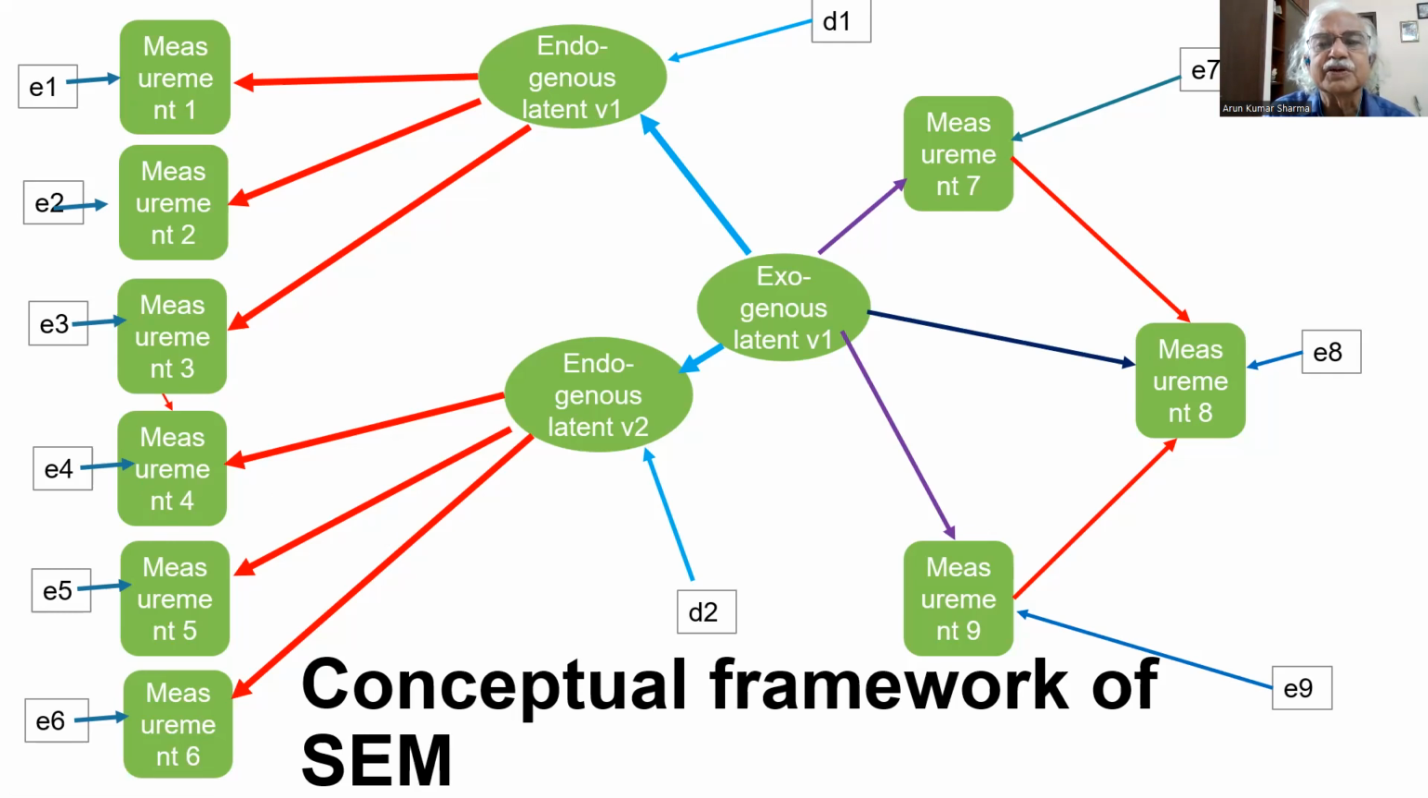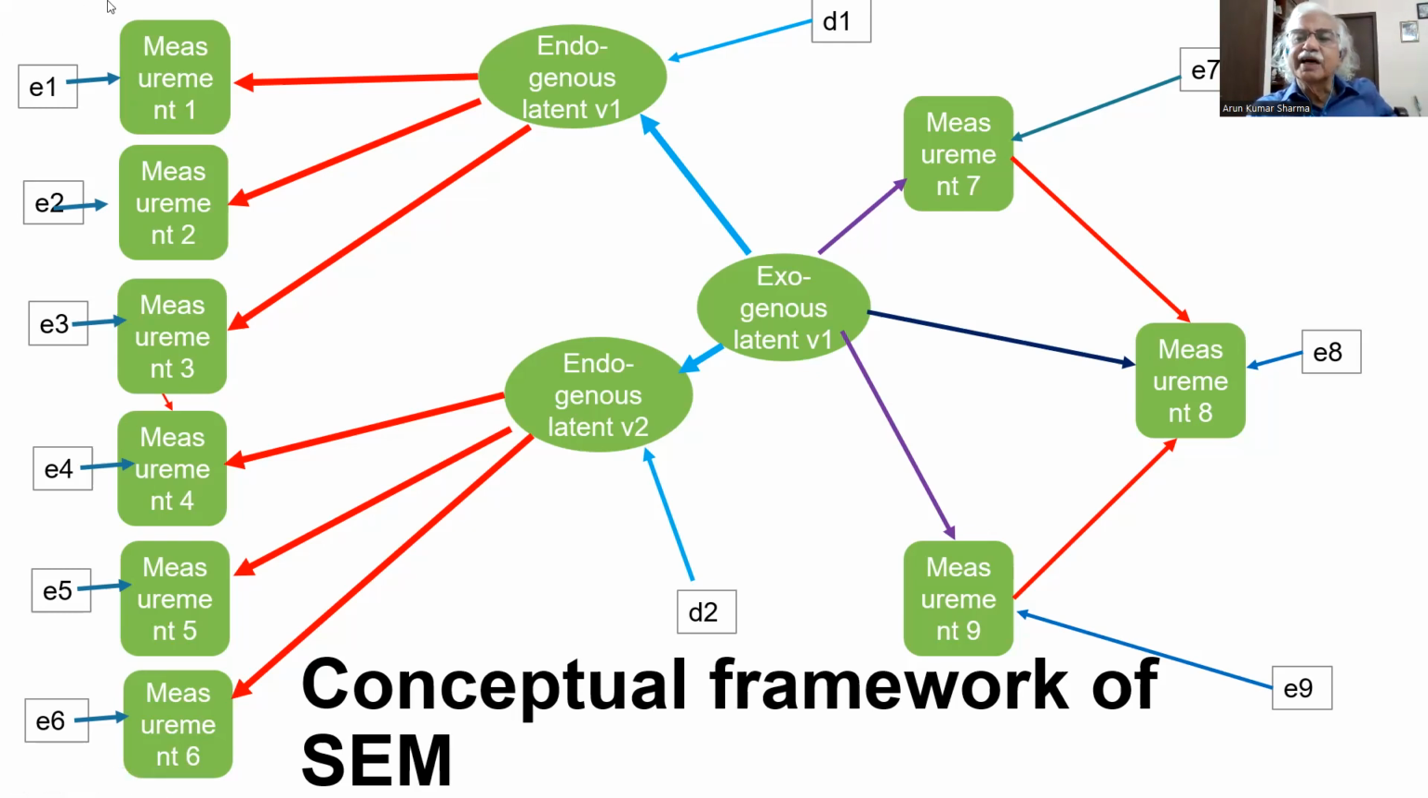The first one depends on measurements 1, 2 and 3. Measurements are actual variables on which data have been collected. Endogenous latent variable 2, which is construct 2, depends on 4, 5 and 6. The exogenous latent variable 1 influences endogenous variable 1, which means one construct affects the other construct. This also affects the other construct, endogenous latent variable 2, and this affects measurements 7, 8 and 9. This is the nature of the path simultaneous equation model.